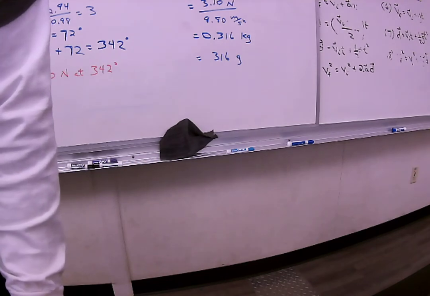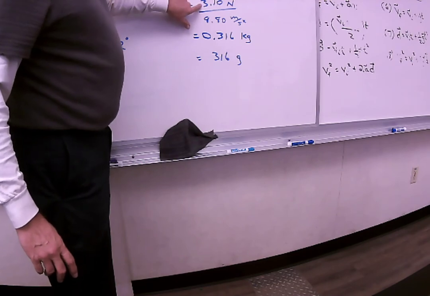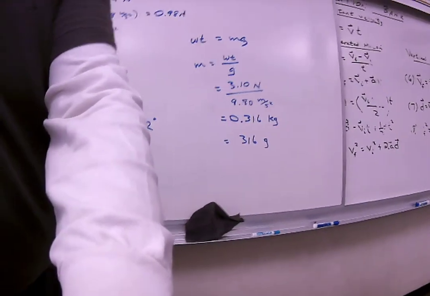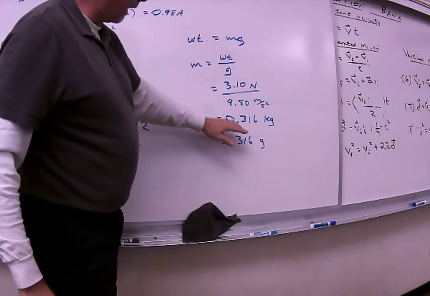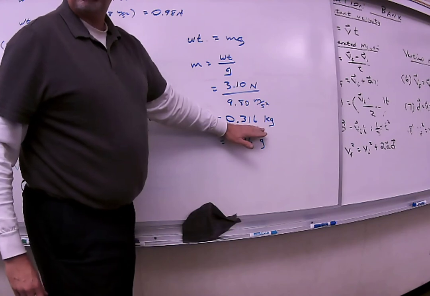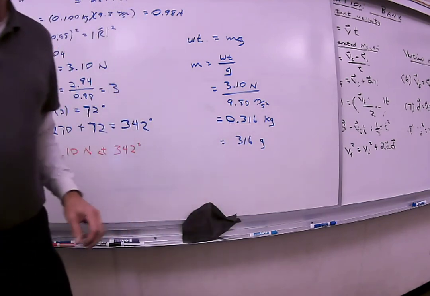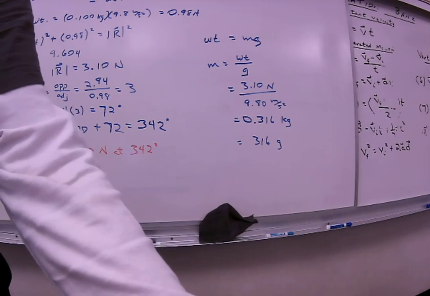Somebody got kicked out. I need to find the mass. So the weight, I want a weight of 3.1 newtons. Oops, I'm aiming wrong. Sorry about that. Okay, better. 3.1 newtons divided by 9.8 is 0.316 kilograms, which translates to 316 grams. So I need 316 grams of mass.